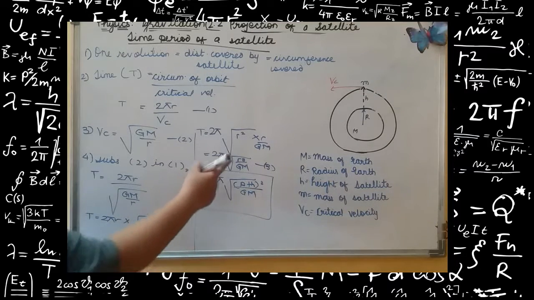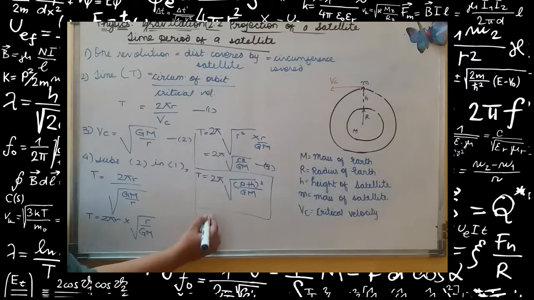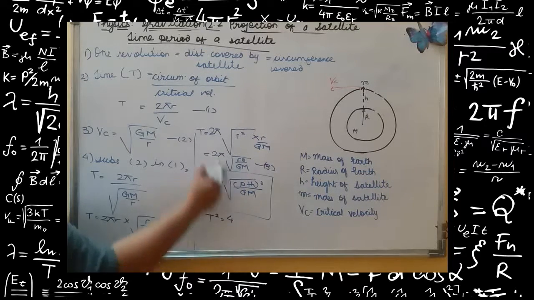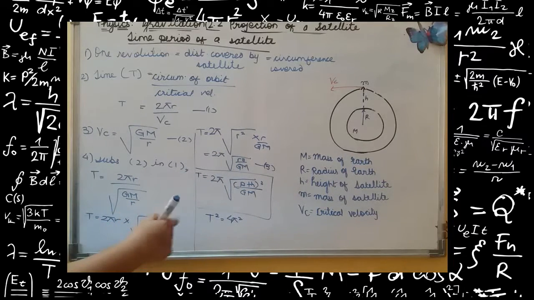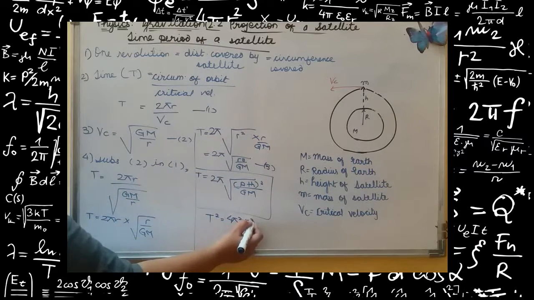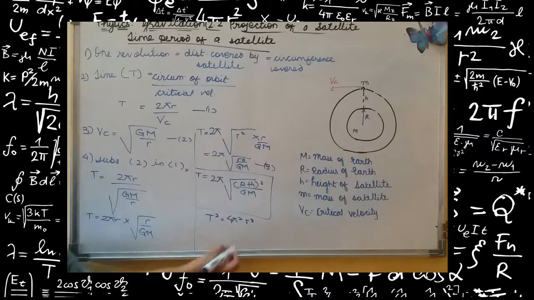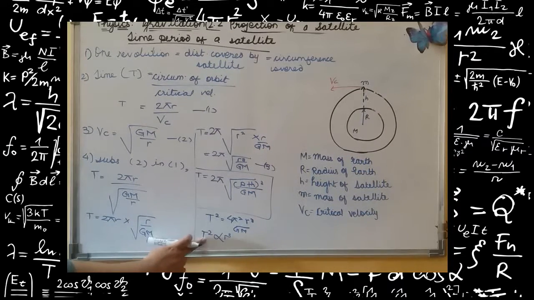We can square equation number 3 on both the sides. We will get T square is equal to 4, 2 square is 4, pi square, r cube, the whole square, so square root gets cancelled, r cube upon GM. Here 4 pi square would be a constant number and GM also, so that means T square is directly proportional to r cube. That means the square of the period of revolution of a satellite is directly proportional to the cube of the radius of its orbit.